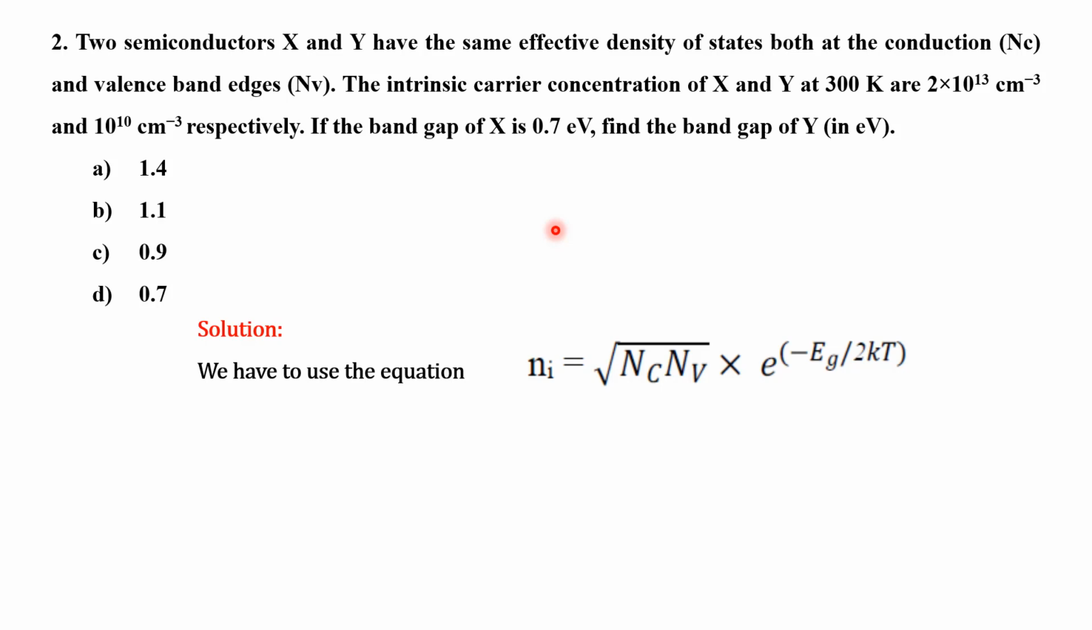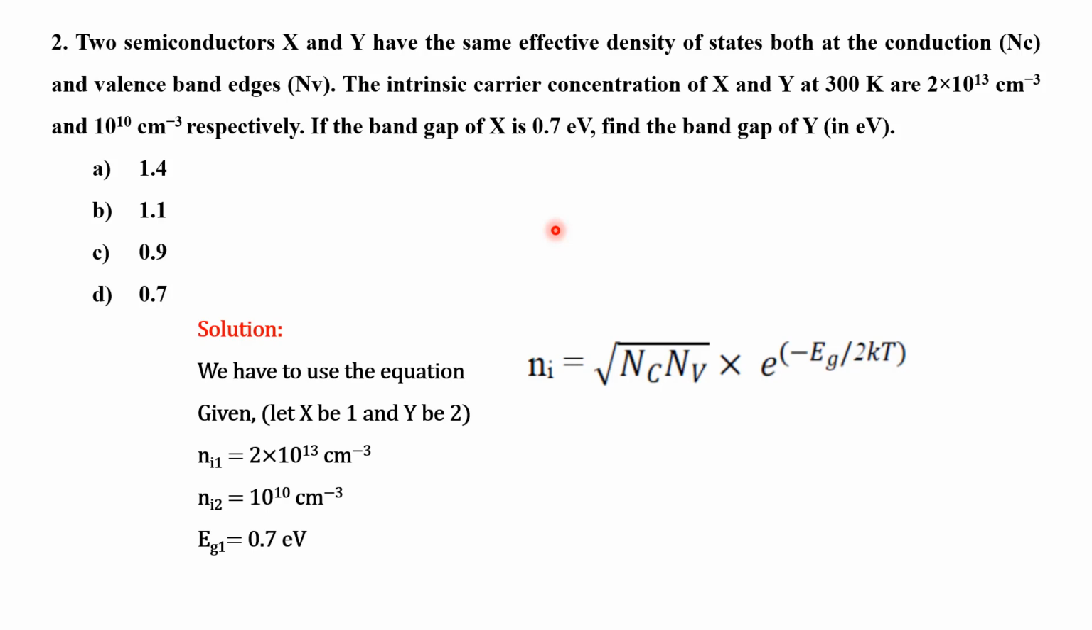And both you have to divide. So it's all given to us, right? Ni1 is given, Ni2 is given, Eg1 is also given. And they have told that root of NC NV is the same for both of them, so they will basically get cancelled. So in that case, what will be Ni1 by Ni2? For X and Y, you have to write down this equation and then divide them both. Finally, you will get the value of Eg2 or Egi. So can you please take a few minutes and find the answer and let me know?